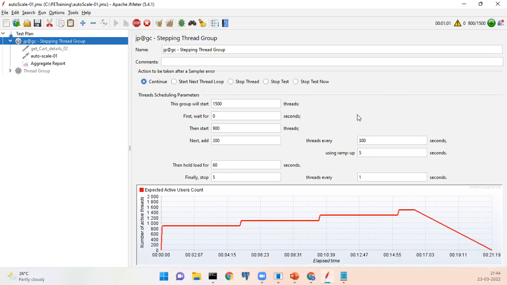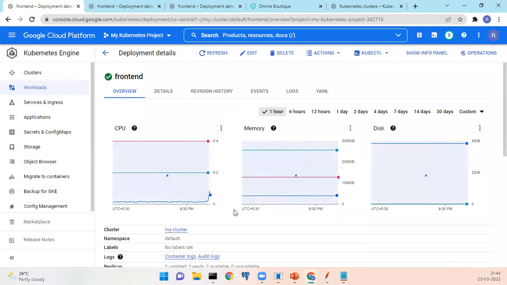So I'll pause for a minute so that the system will have a sufficient load. Okay, so once we're back, we'll try to see whether the load we are generating is sufficient to generate CPU utilization of 80 plus percent, so that it can create another pod. And that we'll see.